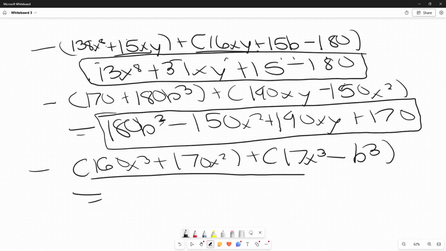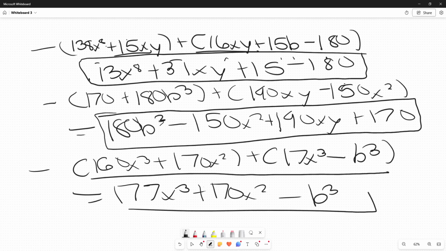And next here is 160x cubed plus 170x squared plus 17x cubed minus b cubed. Since we're given here two similar terms, 160x cubed plus 17x cubed, we can just add them. So 160 plus 17, that would be 177. And since there are no more similar terms, we can just bring it down. Plus 170x squared minus b cubed. That's your final answer over there.